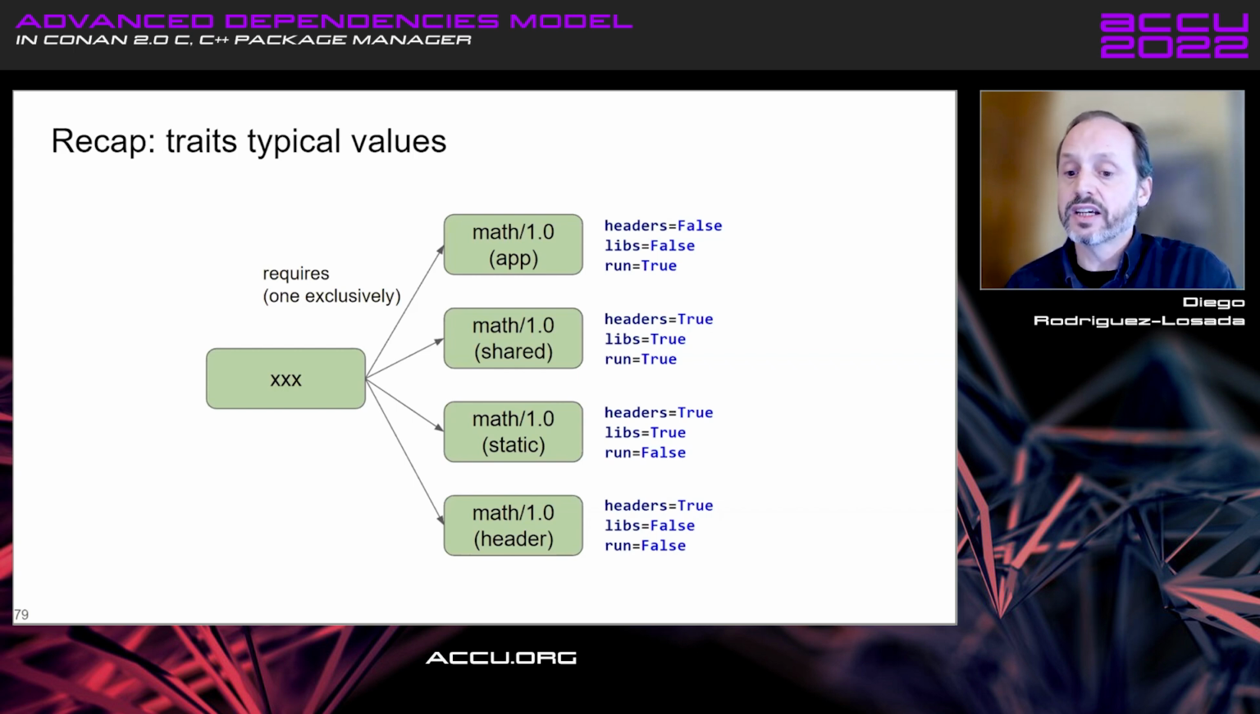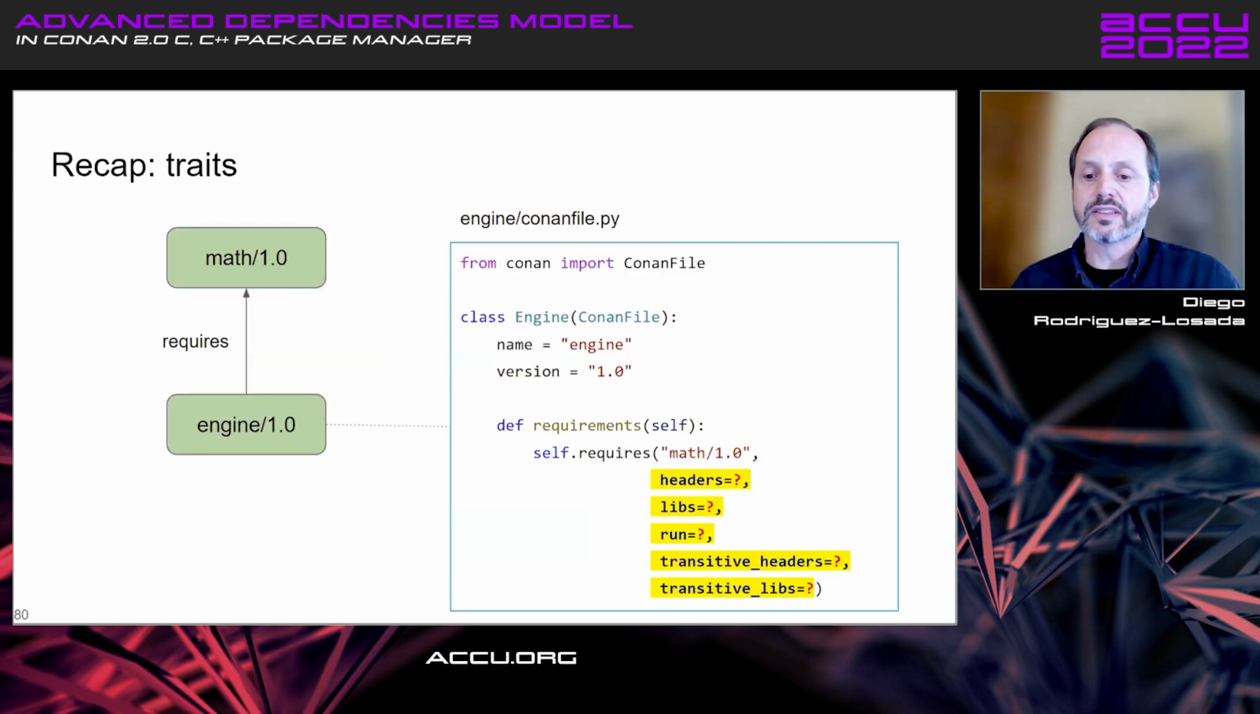And if it is static, it will be the same, but run will be equal false because you no longer need a static library at runtime. And similar with a header library. So now we have our requires, and we need to start defining different values for the traits if we are changing the different types of library that we are managing.